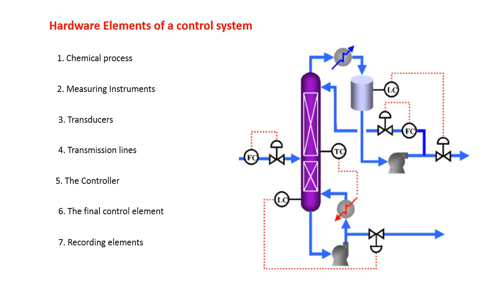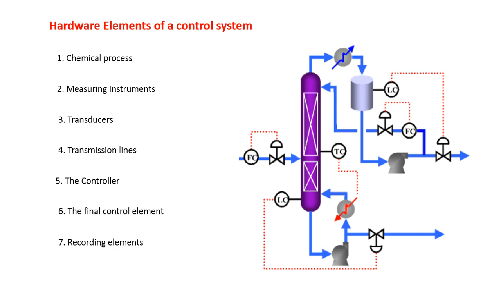Now, chemical process is a process on which the control system is to be applied. That is your chemical process. It can be a stirred tank reactor, it can be your CSTR, it can be your distillation column, it can be your heat exchanger, it can be anything which basically represents material equipment together with the physical and chemical operations that are occurring. That is a chemical process.